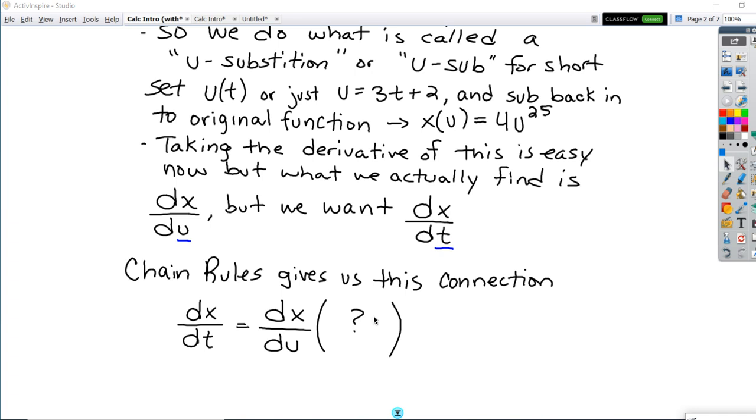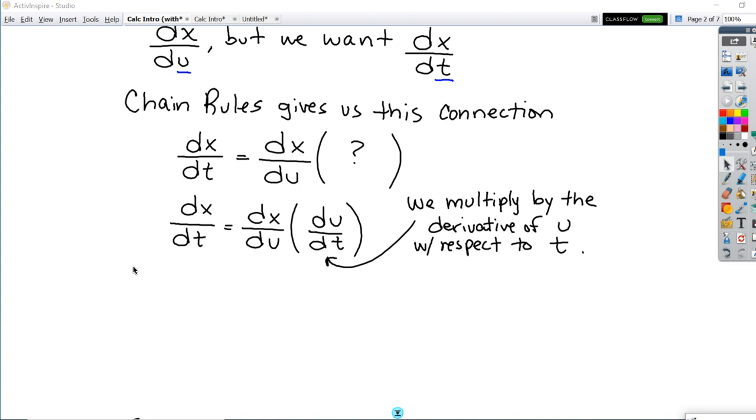Take a second and think to yourself, what do I place in that parentheses? What would I have to multiply dx by du by to get dx by dt? The answer is du by dt, the derivative of u with respect to t. Why does this work? Because look, you have a du up top and a du on the bottom. If you multiply these two things together, the du's will cancel and you're left with dx over dt. So this product is the same thing as dx by dt.